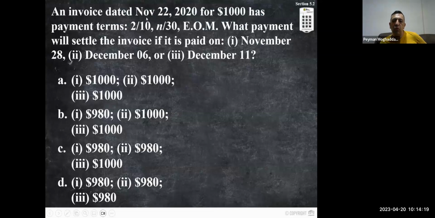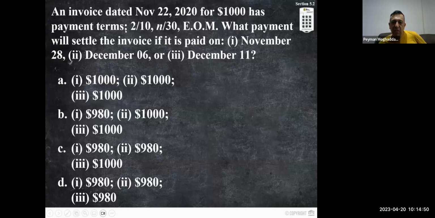Okay, let's do an example here together. An invoice dated November 22, 2020 for $1,000 has a payment term of 2/10, N/30 EOM. What payment will settle the invoice if it's paid on November 28, December 06, or December 11? So the first one, November 28, right? The invoice date is November 22, 2020, and there's EOM, right?